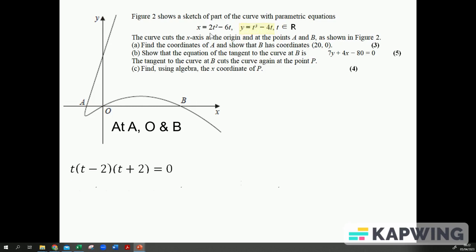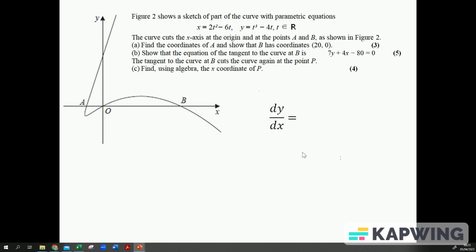So if you put 2 into the x, you get minus 4. 2 lots of 2 squared minus 12 gives you minus 4. So A is where t is equal to 2 and the x is minus 4. And when you put minus 2, you get x is 20. 2 lots of minus 2 squared, and then it'll be plus 12. So that's A, O, and B.